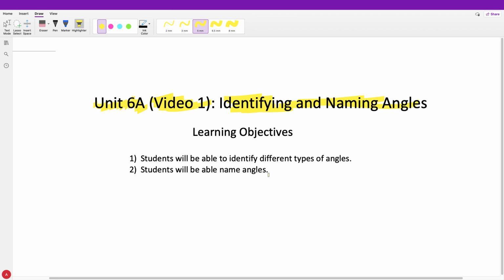So our learning objectives for today, and what you should hopefully know how to do, is how to identify different types of angles or classify them, you might hear me say as well. And then also you'll have to be able to name angles. So it's important for you to be able to name them and classify them. All right, so let's first go ahead and talk about angles, and then we'll start getting into our learning objectives.